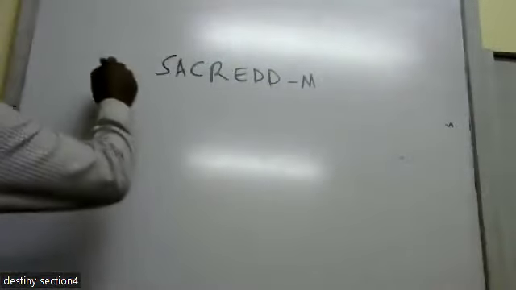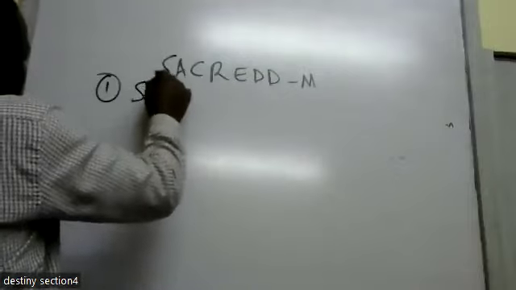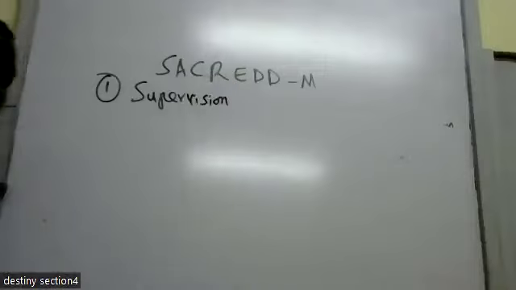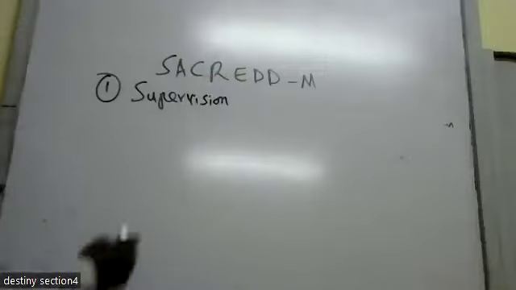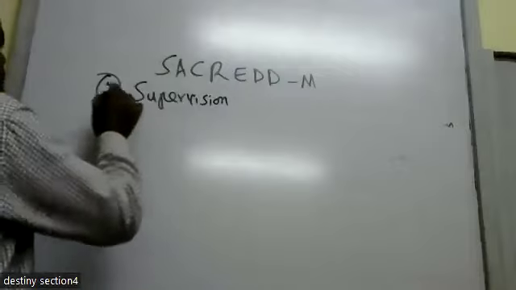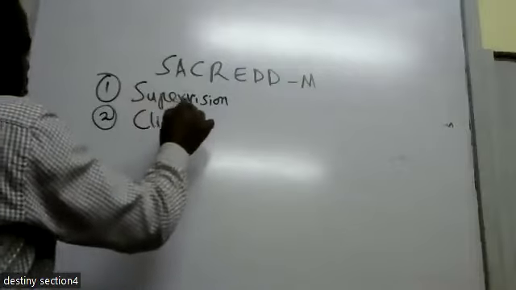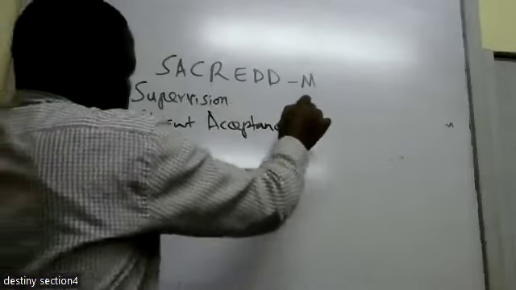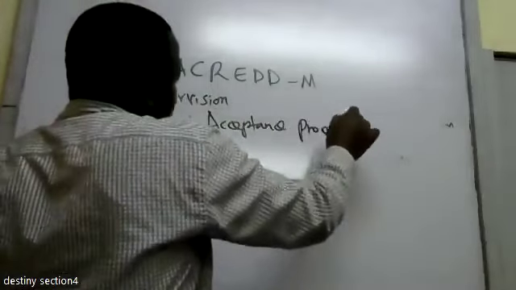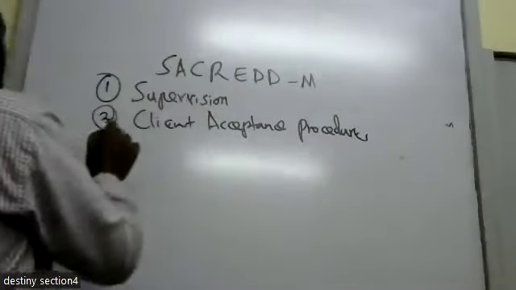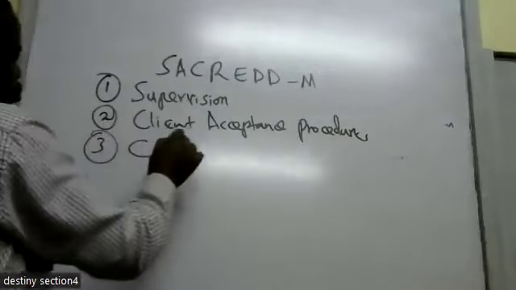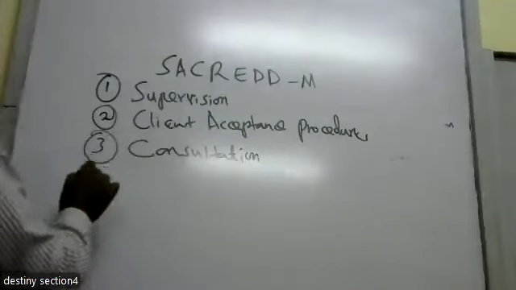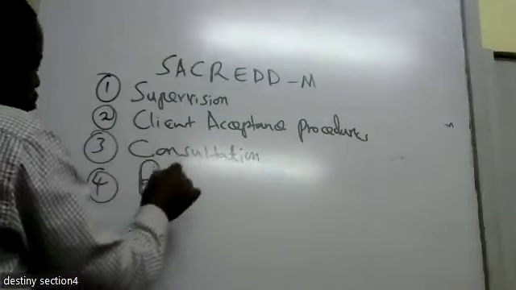So the first one is what we call supervision. There is somebody who sees that our work is done. Then the second is the client acceptance procedures. Then the third is consultation. Then 4 is the review.